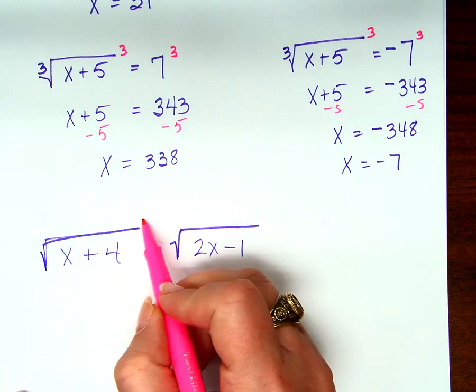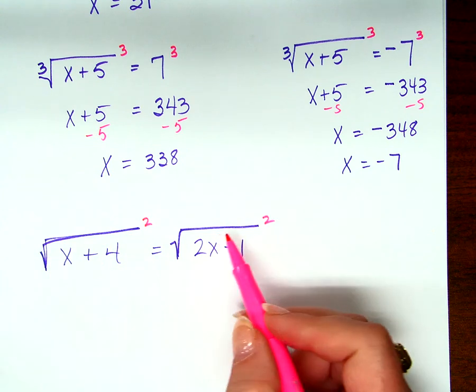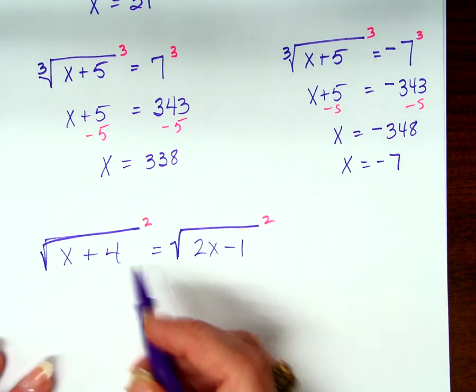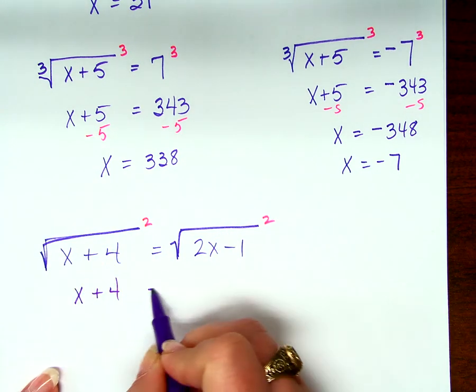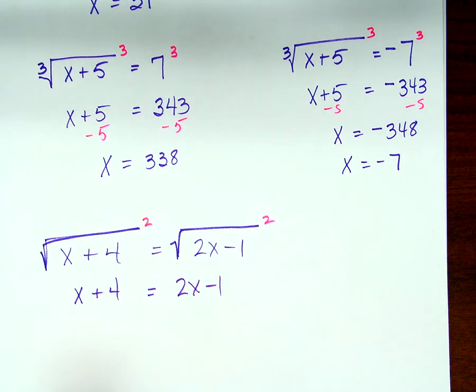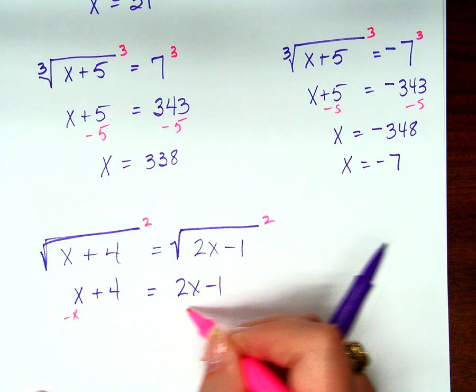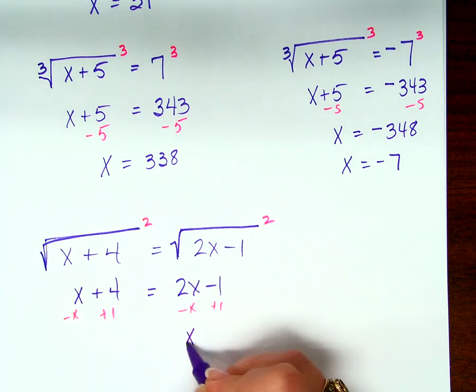I square both sides, right? At least this radical's isolated. Well, in this case, both of them are, right? Both of them are isolated, so what do I have left on the left-hand side? And what do I have on the right-hand side? Oh my gosh, that's the opposite of hard, right? Because then I subtract x from both sides and I add 1 to both sides. What does x equal?